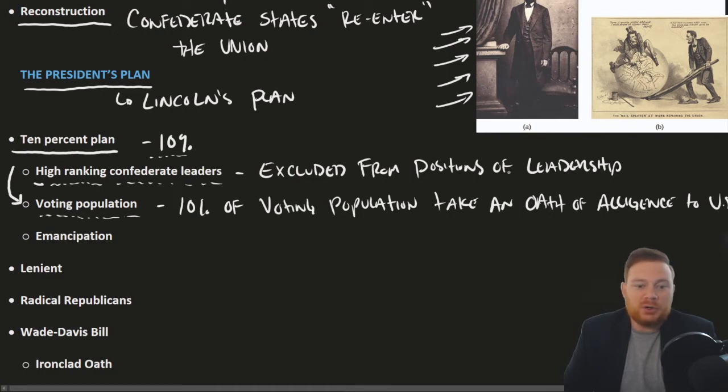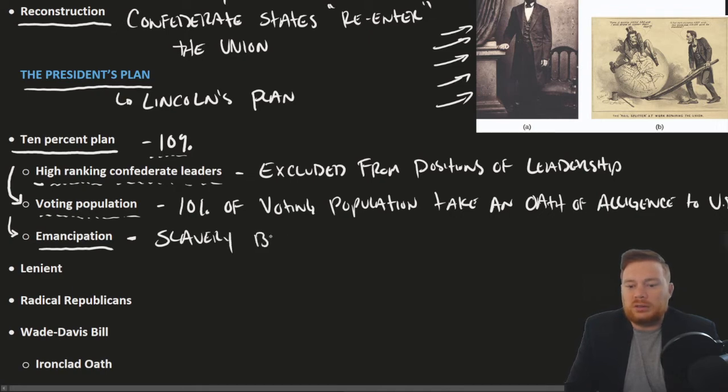But for the most part, the rest of the population, soldiers, officers, other people who played a much lesser role in the Confederacy and in the Civil War Rebellion, would be forgiven. And of course, a key component to this also was the emancipation of slavery, right? So there was an agreement that slavery must be abolished.